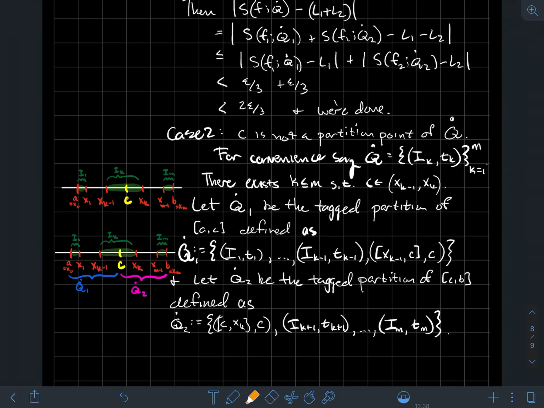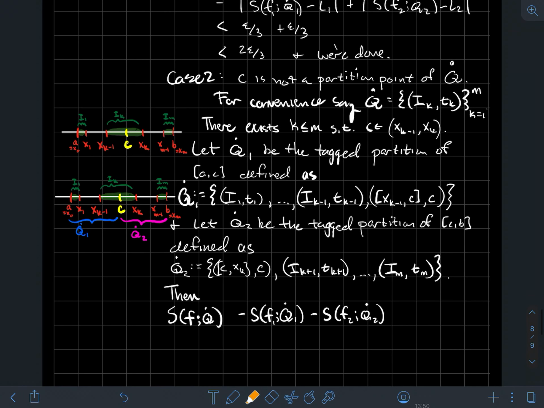So I think I've got a picture here. I'm just splitting the partition Q dot again, really into two smaller partitions, one of which, Q1 dot, is from a to c, and Q2 dot is a partition of c to b. Now what I want to notice is what's going on with the Riemann sums of my function over each of these partitions. So what if I look at the difference?